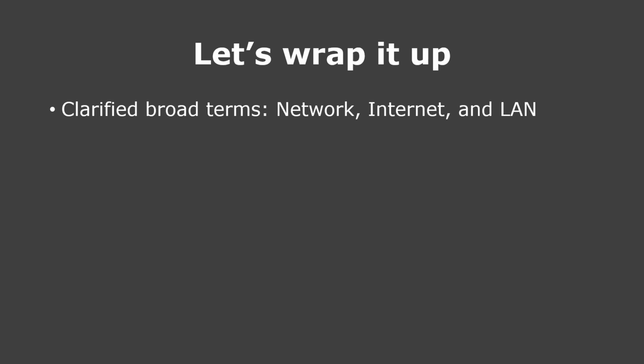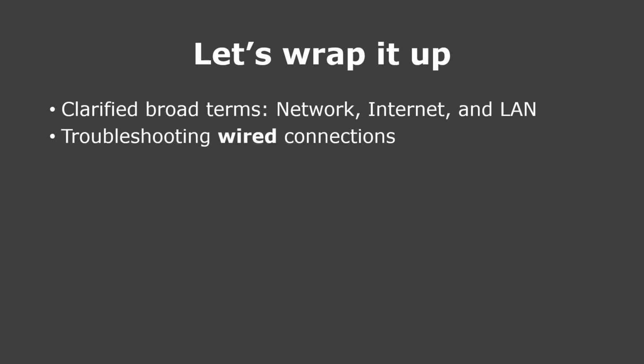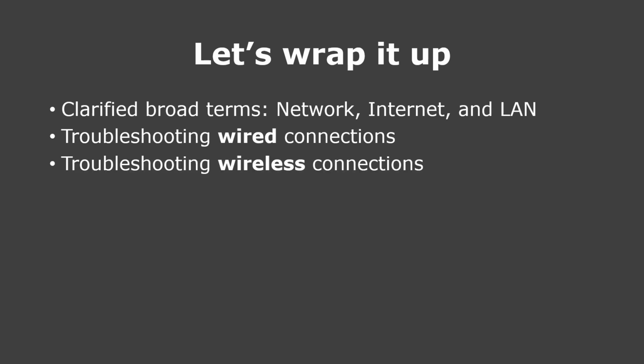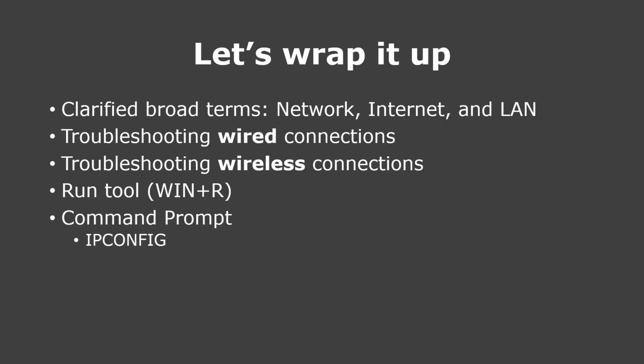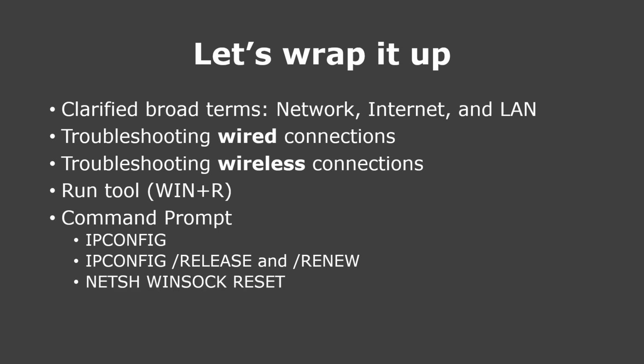Okay, so let's go over what was covered. We clarified a few simple terms such as network, internet, and local area connection. We covered troubleshooting a wired connection. We also covered troubleshooting wireless connections. We briefly covered the Run tool in Windows, a very useful tool by the way. We covered command prompt and how to use ipconfig to gather information, attempt to renew the IP address, and even initiated a command to set our network configuration to defaults as a last resort.